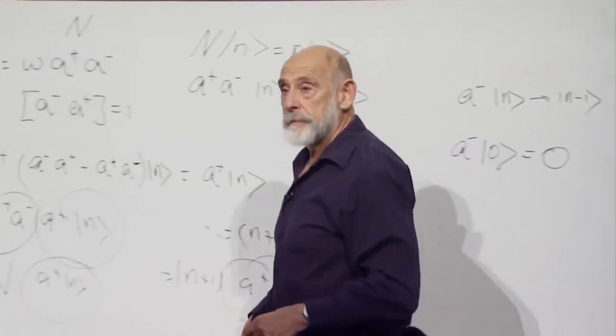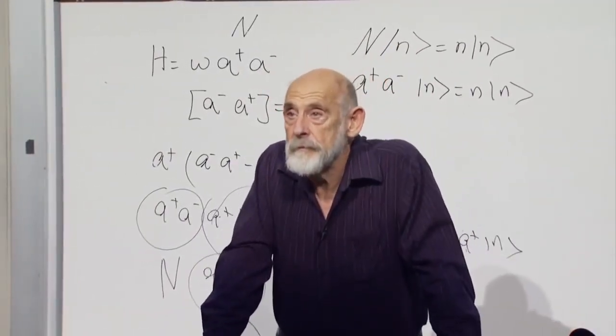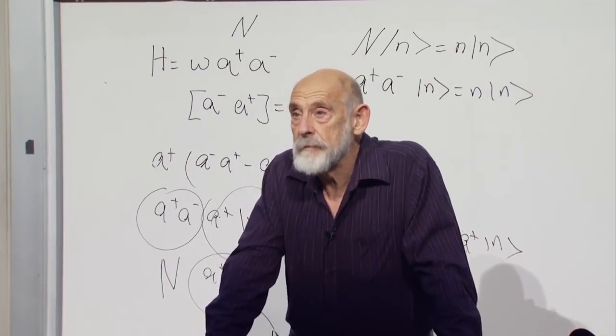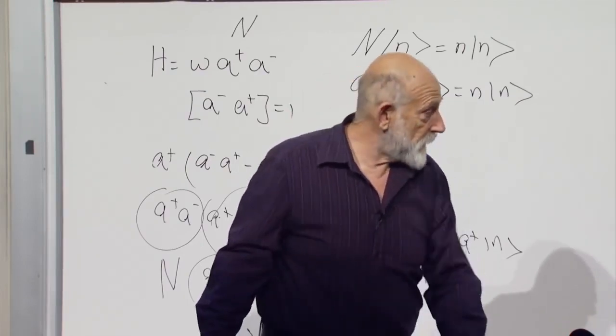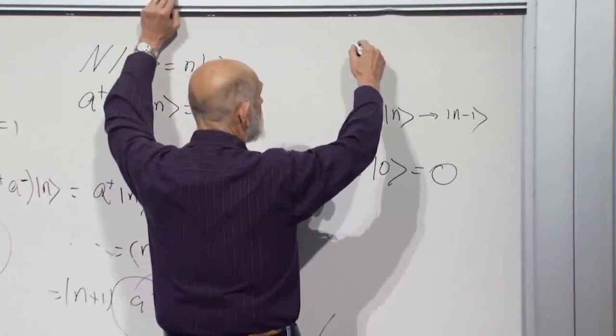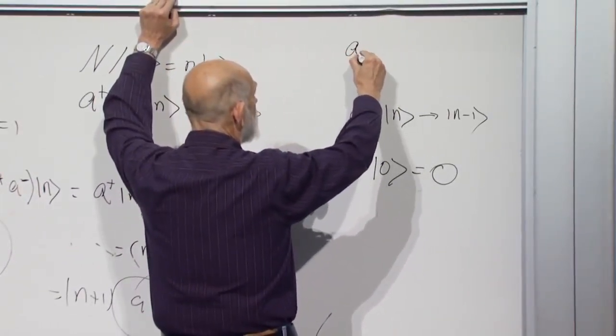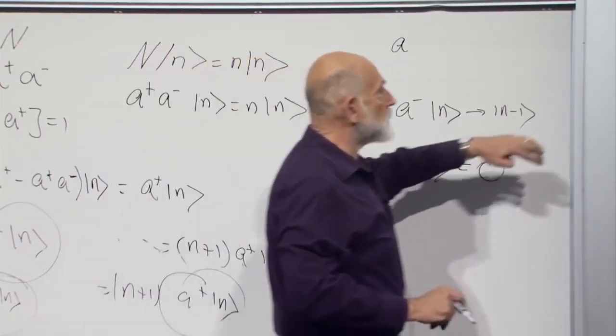Question. If we take n and then we apply a minus, we get to n minus 1, and then if we apply a plus to that, does that affect n? Yeah. But then a plus a minus times n is n times n. Let's say it again. The eigenvalue of a plus a minus is n rather than 1. So if we're applying a minus and then a plus, is that 1 or n times?